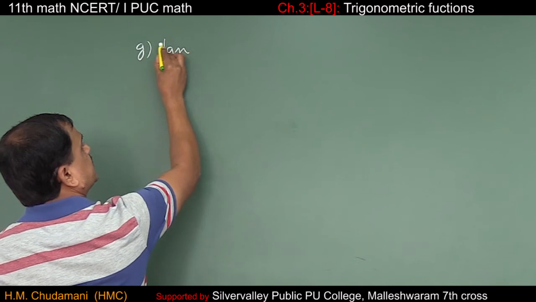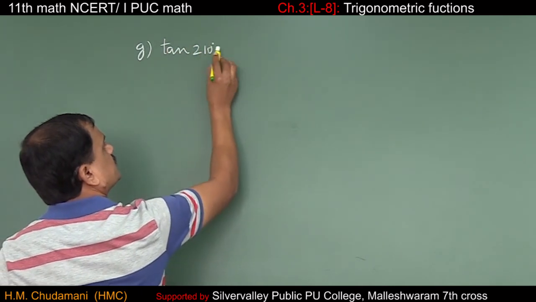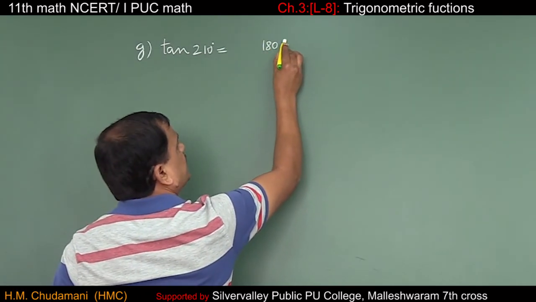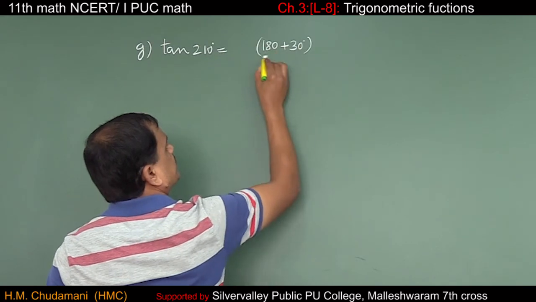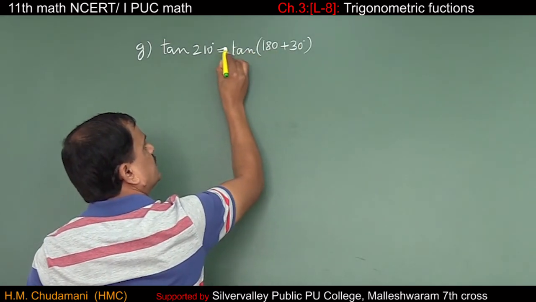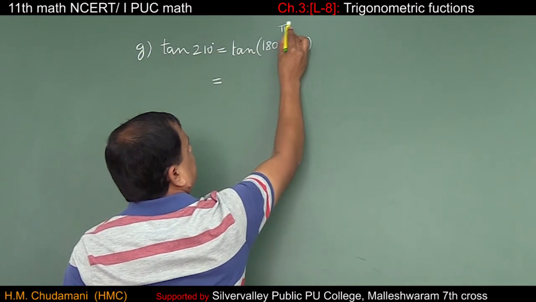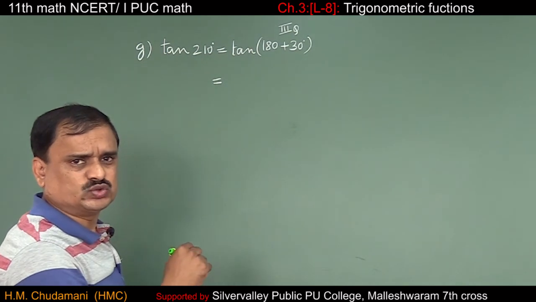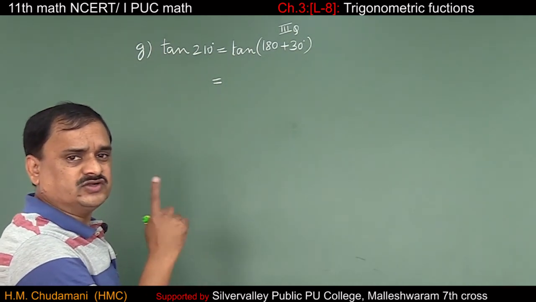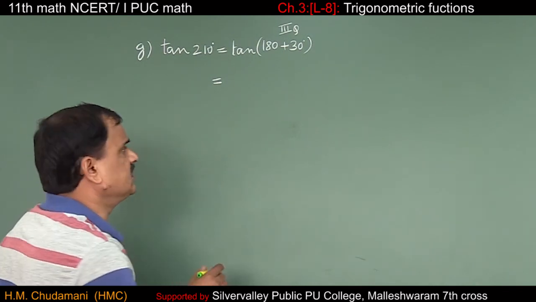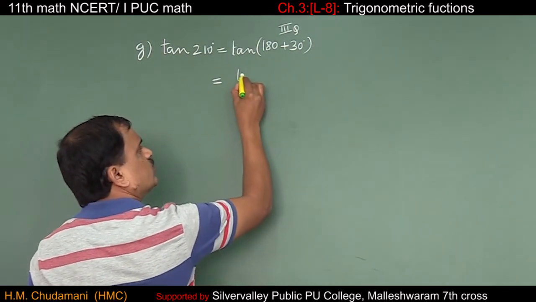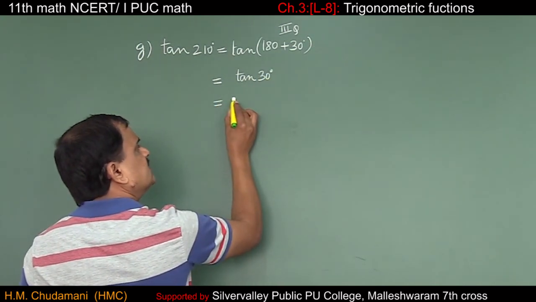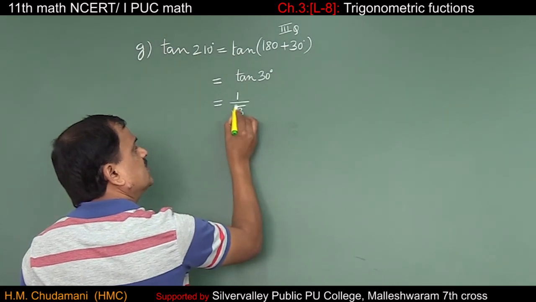Tan 210 degree. See, 210 can be written as 180 plus 30. So tan of the angle is in the third quadrant. As I said, as per ASTC rule, T stands for tan and its reciprocal cot, which are positive. So tan should be positive. Tan 30 degree is 1 divided by root 3.